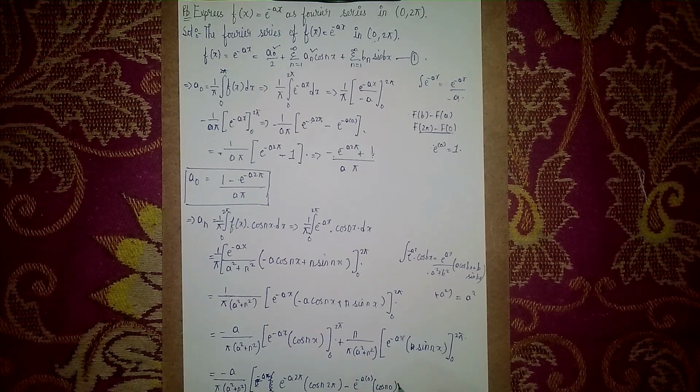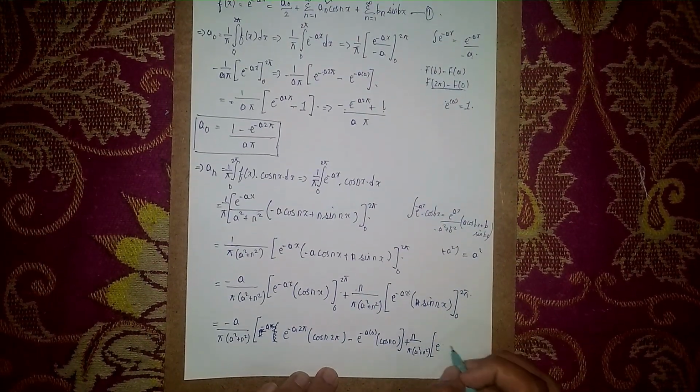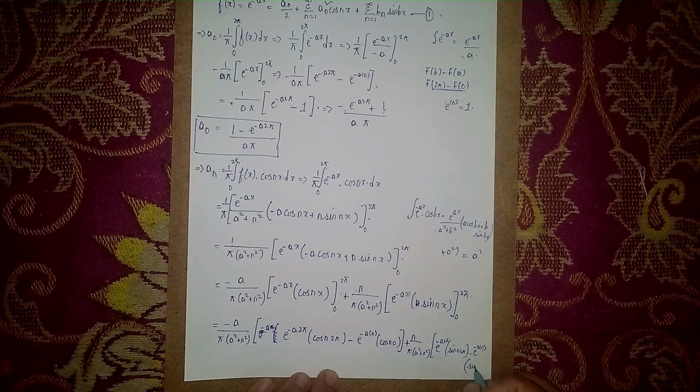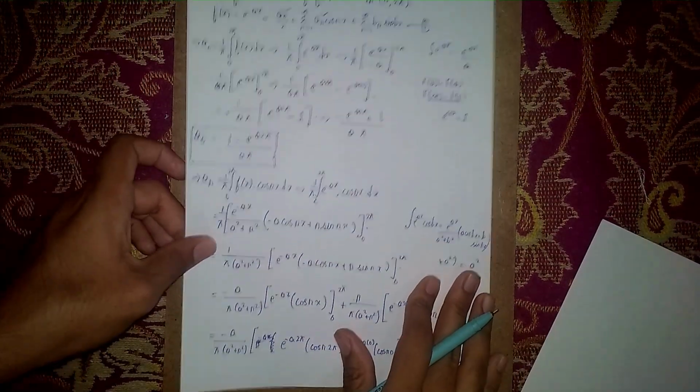Now you close the bracket, then plus of n by pi a square plus n square, then open the bracket. Here also instead of x you have to substitute 2 pi, so it becomes e power minus a 2 pi into sin n 2 pi, then minus of e power minus a into 0, then multiply sin n into 0. Now close the bracket. Now we have applied the limits.